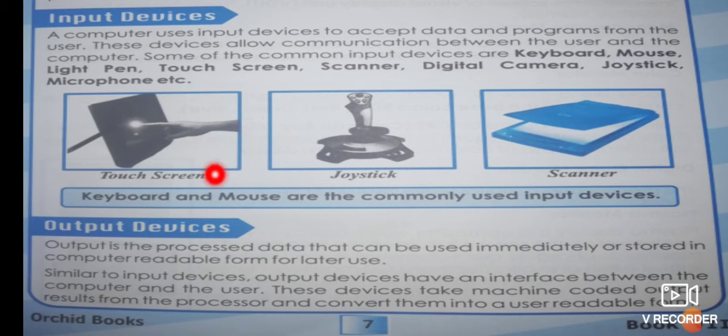These are the input devices available in a computer, and the keyboard and mouse are the most commonly used input devices. For typing purposes, we use a keyboard. If you want to type any numbers, alphabets or symbols, we use the keyboard. And the mouse is used if you want to click, select, move or drag any picture or text. Through these we give input to the computer.